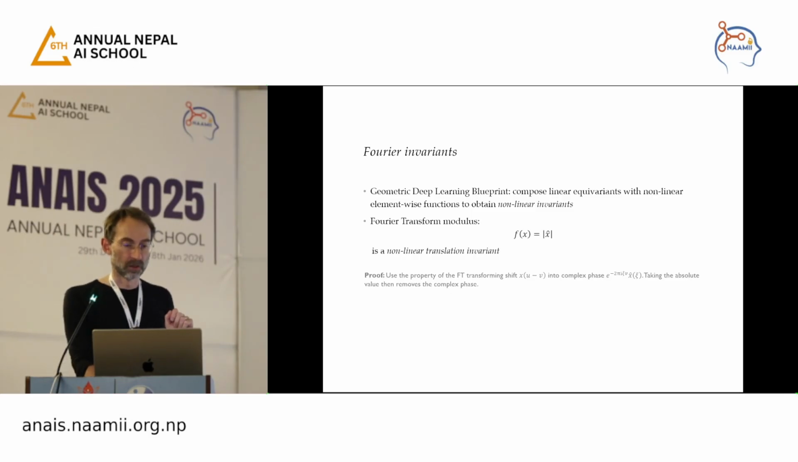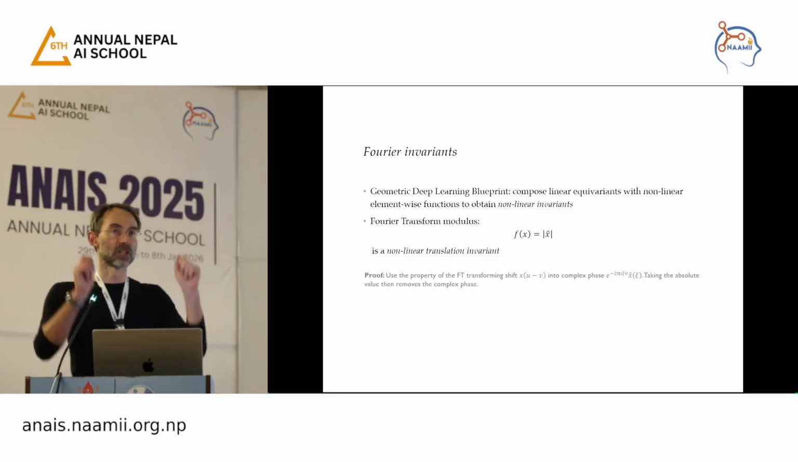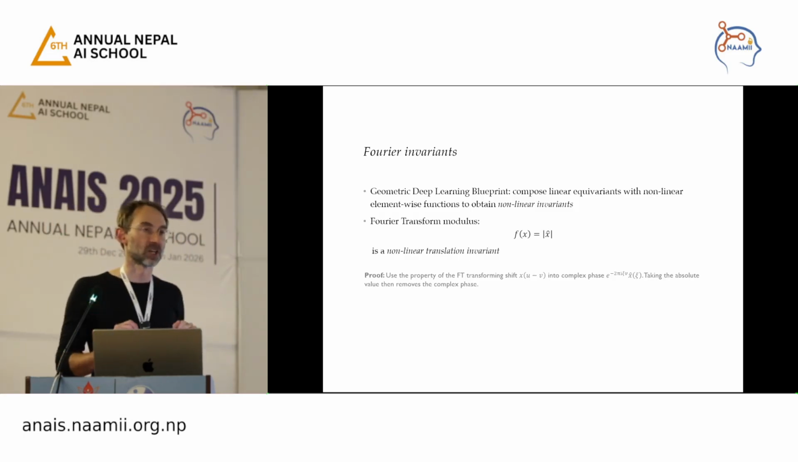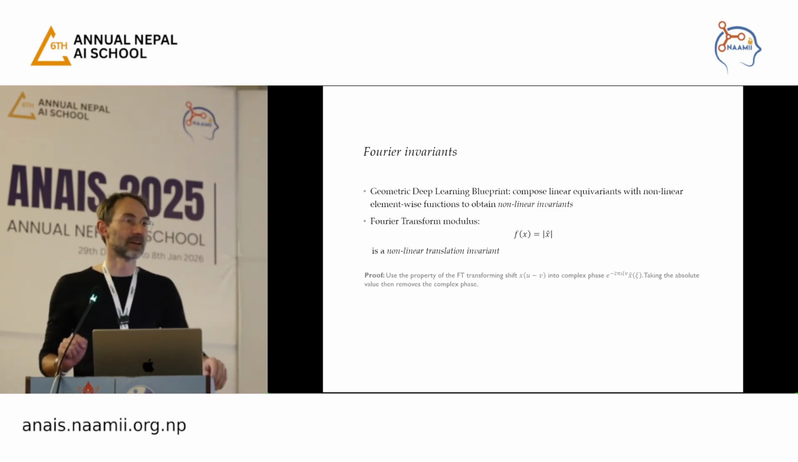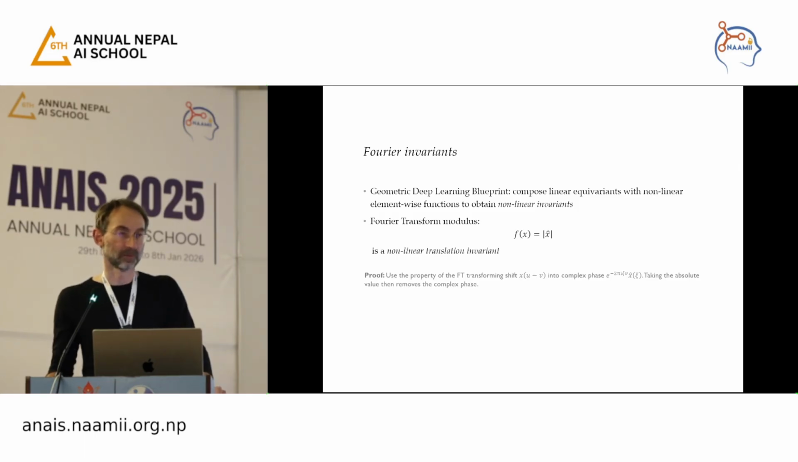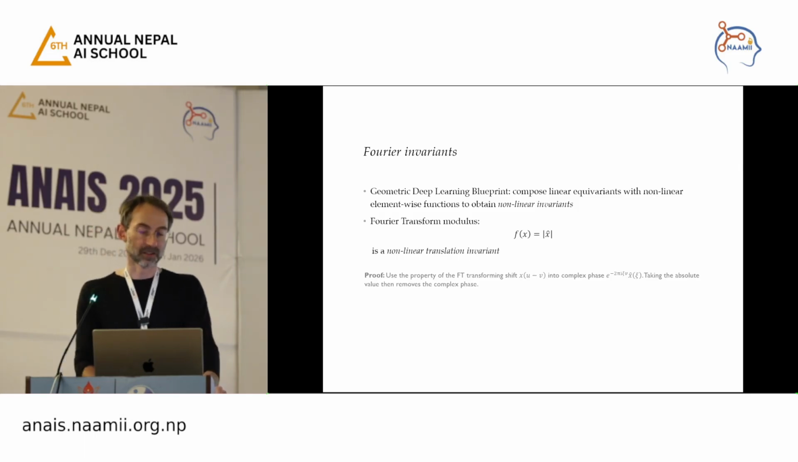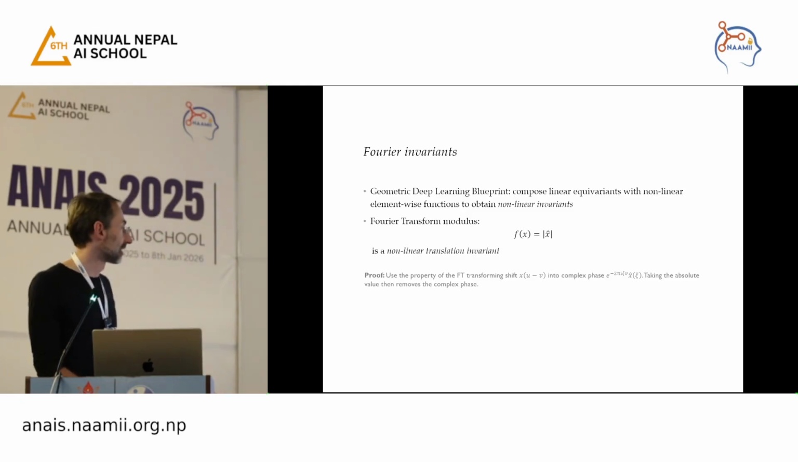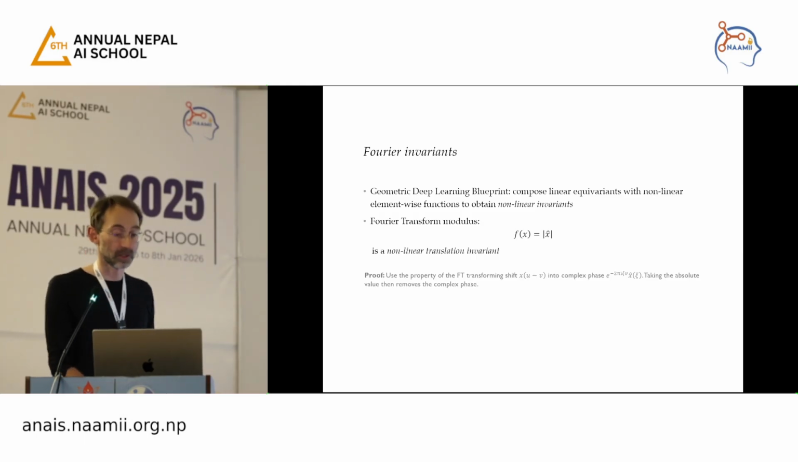So here is a candidate. You wanted a nonlinear shift invariant, so take the modulus of the Fourier transform. Is it a good idea? First of all, you can prove that it's an invariant. A shift becomes this in the Fourier domain, and when I take the absolute value, this complex exponent goes away. So it's obviously an invariant.